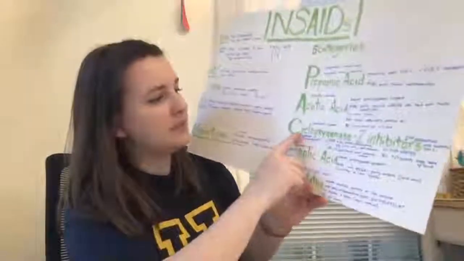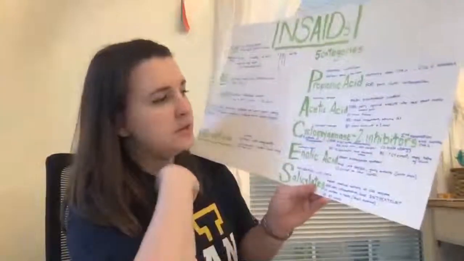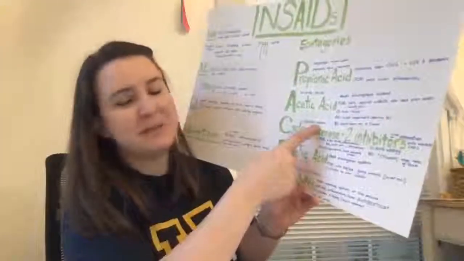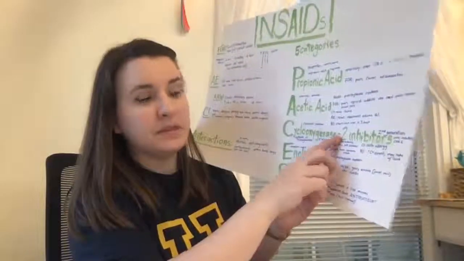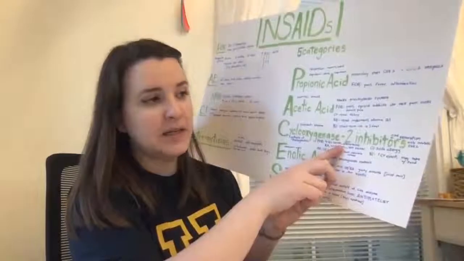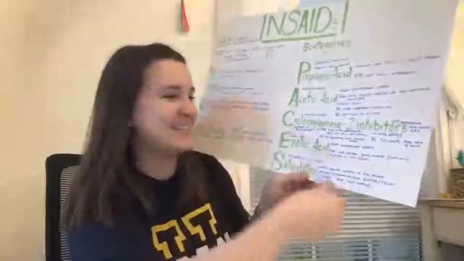The next category is cyclooxygenase 2 inhibitors. The drug here is celecoxib. The brand name is Celebrex, so that's pretty easy. This only inhibits the COX-2 enzyme. It's a second generation drug. This decreases the production of prostaglandins. It's like a tongue twister.